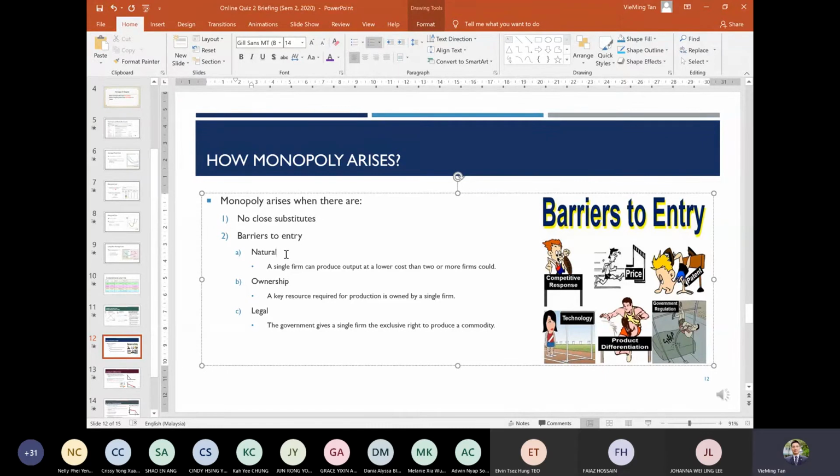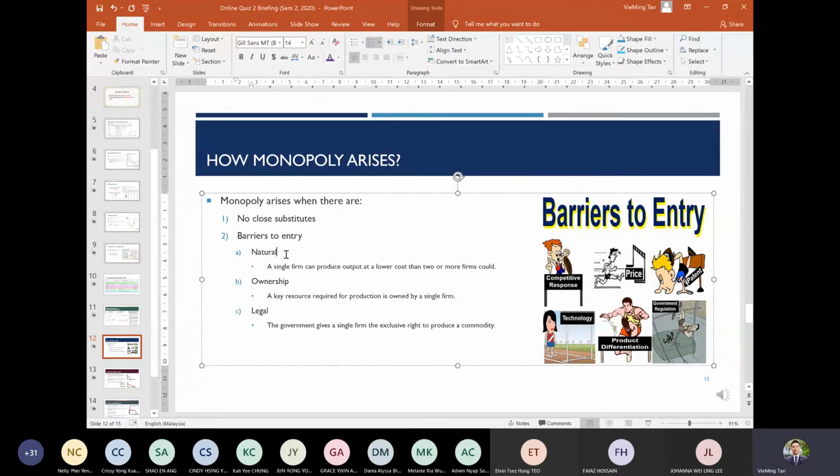So due to economies of scale, this will prevent other new firms from coming in to compete with the monopoly firm. And this is called natural barriers to entry. It's due to the very low cost of production by the existing firm that can prevent the new firm from coming into the same industry.